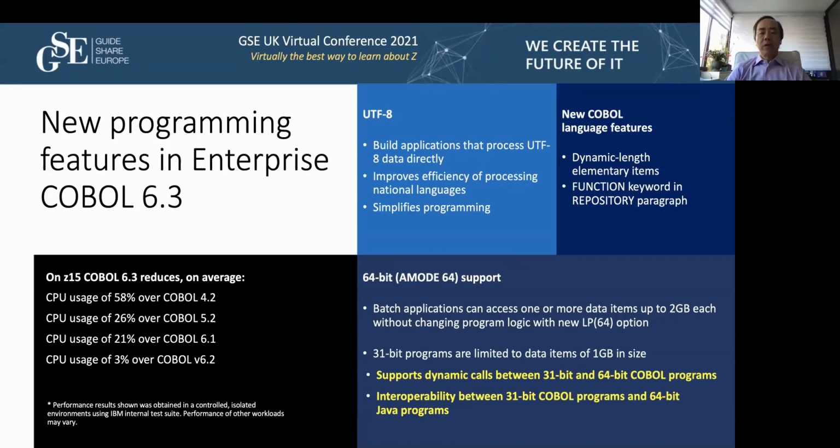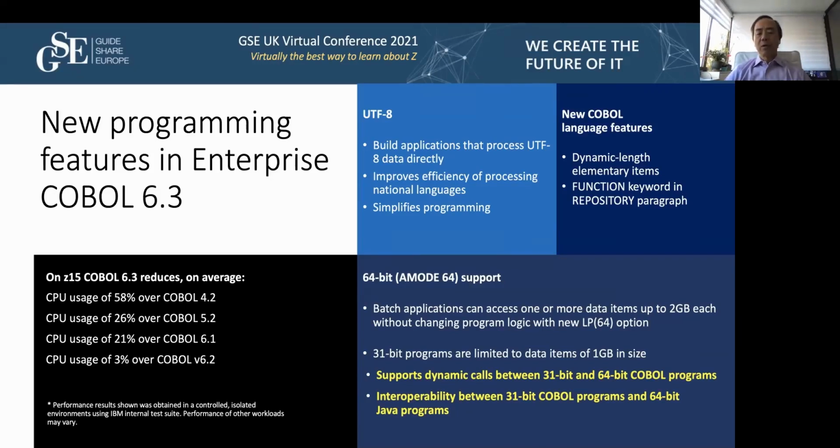Another big feature that we have delivered in 6.3 is 64-bit support. This is the first delivery of the 64-bit support. 64-bit is all about data addressing, right? So we know that we have to process more data, so the addressing space of 2 gigabytes is getting a little bit stretched. So with 64-bit, you should be able to have more addressing space.